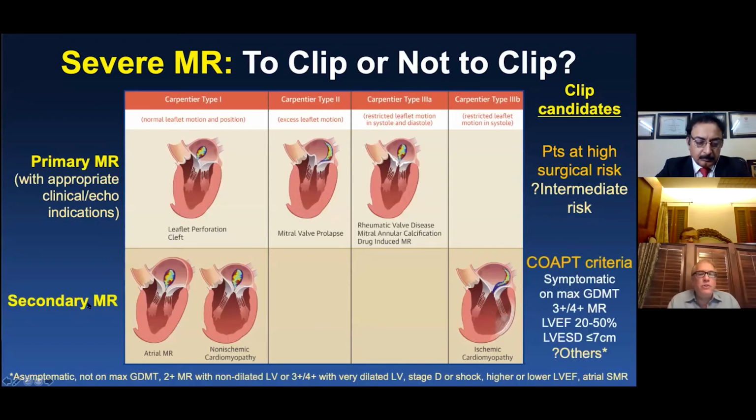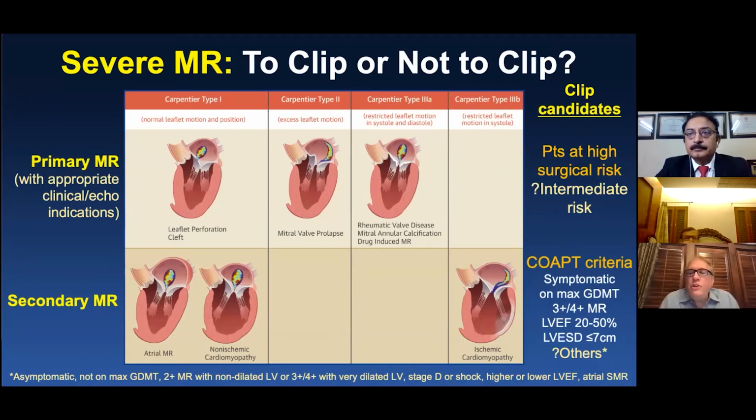For secondary mitral regurgitation, basically, MitraClip candidates are those who meet COAPT criteria. That is, patients who are symptomatic, on maximally tolerated guideline-directed medical therapy, who have 3 to 4 plus mitral regurgitation by, again, the multiparametric echocardiographic criteria, a left ventricular ejection fraction of 20 to 50%, and ventricles not too large. I mean, an LVESD of 7 centimeters, that's still large, but at least it's not a giant blown out ventricle. And perhaps those without severe pulmonary hypertension or severe RV failure, who were also excluded.